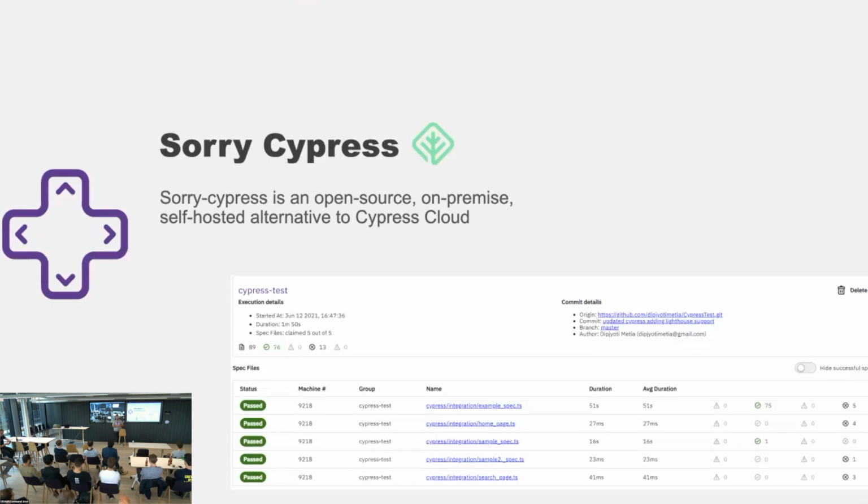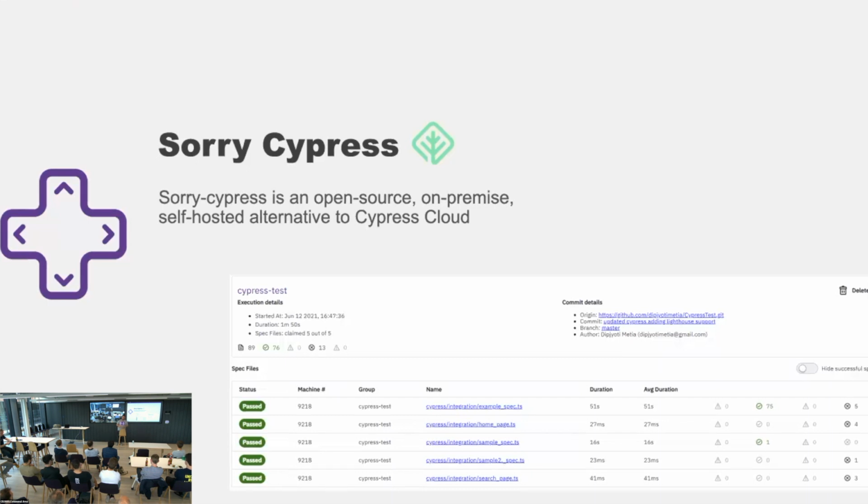How you run them, you literally just run a new terminal. You have one terminal running. If you run another one, Sorry Cypress understands your build. It uses a build ID system. So it understands your build ID and it understands how many tests you have in total and how many runners you have running to then run those tests.